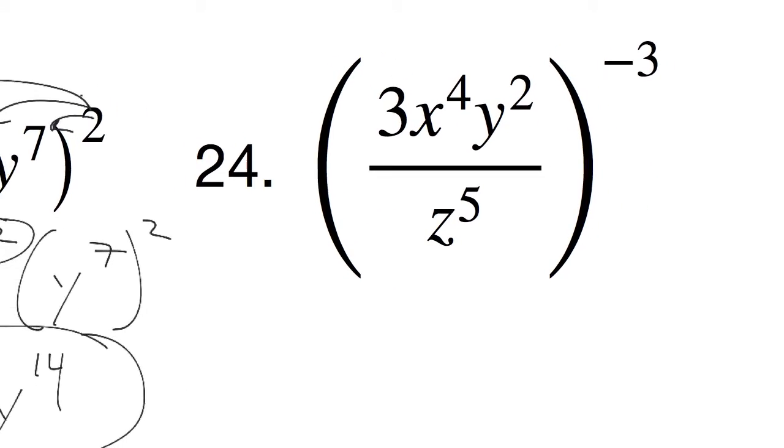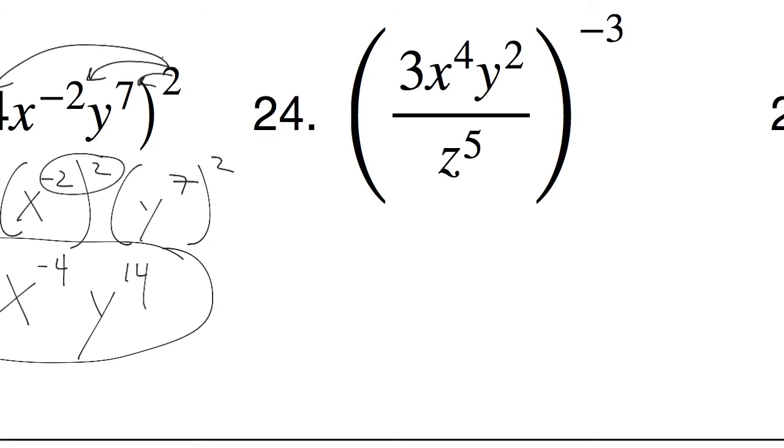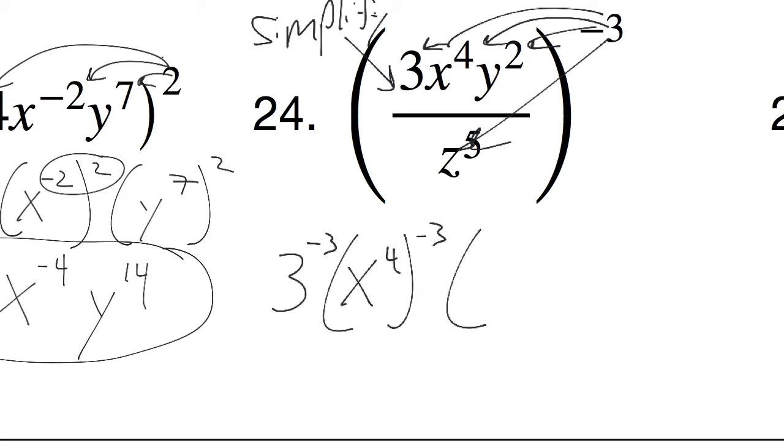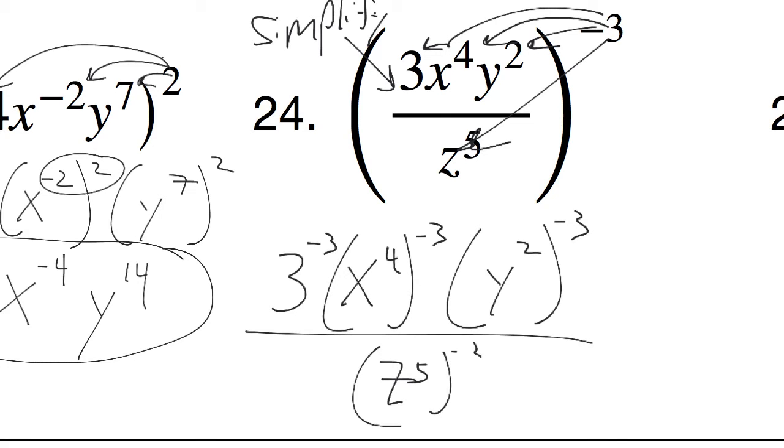Oh, this looks messy. One thing I would say is that a good first thing to do would be to simplify what's inside the fraction first. But since I don't see anything to simplify inside the fraction, then we can take all of these factors and raise them to the negative 3rd power, all of them. So that would be 3 to the negative 3rd, x to the 4th to the negative 3rd, y squared to the negative 3rd, over z to the 5th raised to the negative 3rd.